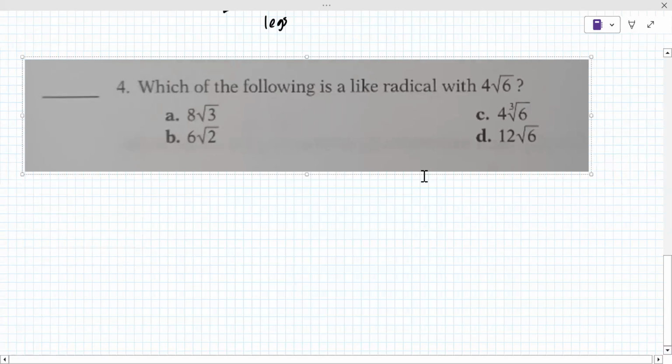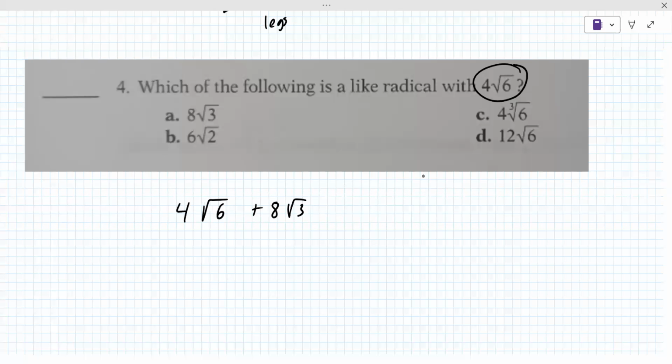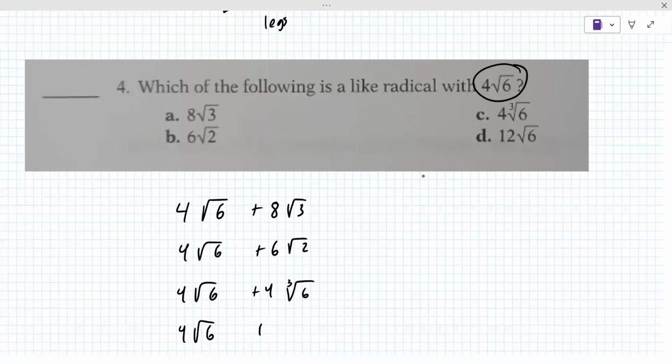Which of the following is a like radical with 4 square root 6? Well, I think what they're saying, and we talked about this last time, is something that you can add. So I'll just write all of them. You're looking for what are called like terms here.